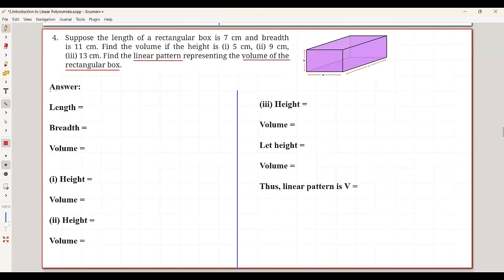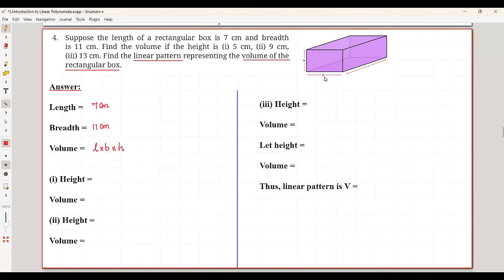First, we'll go with the answer. The length of the rectangular box is given as 7 centimeter. Next, the breadth is given as 11 centimeter. These two are fixed. Now, volume you have to find out. We know the volume formula: L into B into H, that is length into breadth into height.